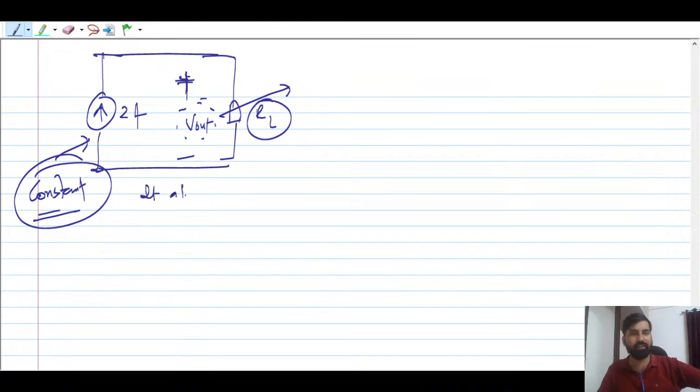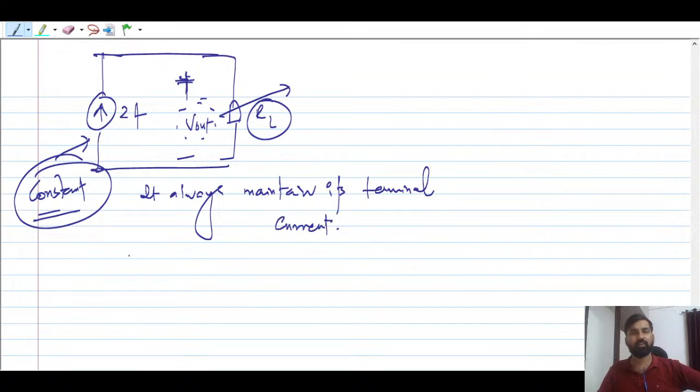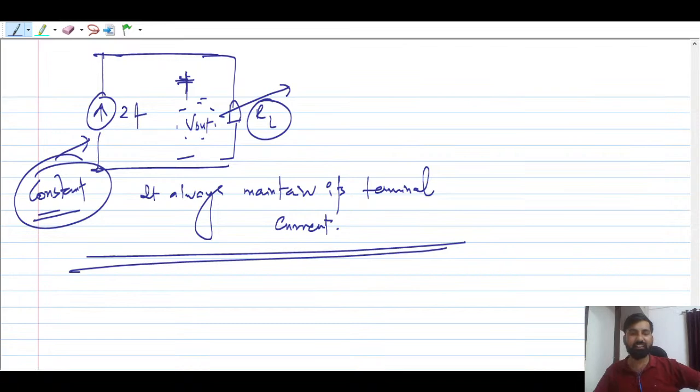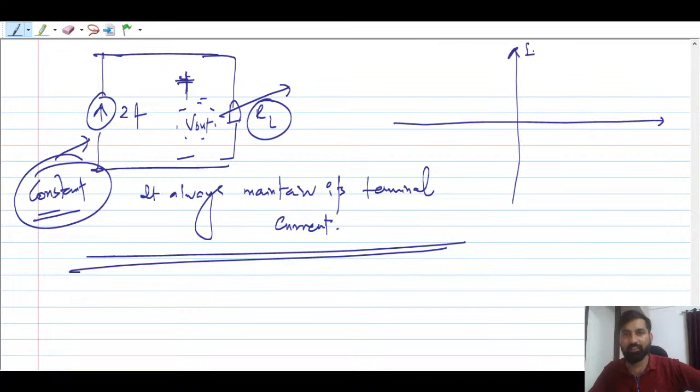Or you can say it always maintains its terminal current, right? Terminal current, okay. Please remember, these are ideal stories, right? So if someone is going to ask you, can you plot the IV characteristic of that? Yes sir, I and V.